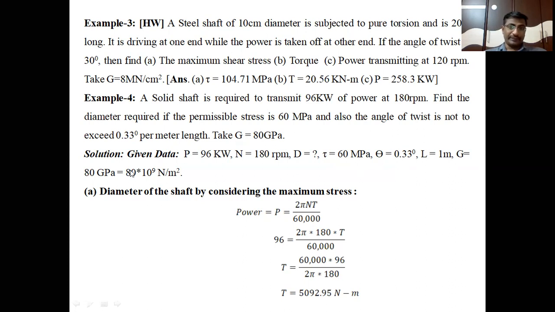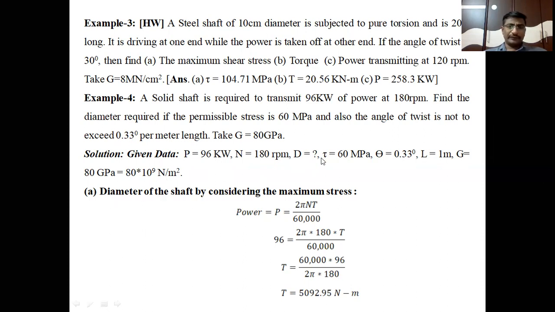Take G equal to 80 GPa, 80 gigapascals, so 80 into 10 to the power of 9 newtons per meter square. This is the given data. Power P equal to 96 kilowatts. N is 180 RPM. D, you should calculate the diameter required. Maximum shear stress is 60 megapascals. Angle of twist 0.33 degrees. L equal to 1 meter, G equal to 80 into 10 to the power of 9 newtons per meter square. This is the given data in example 4. Here we are required to find only the diameter, one parameter in this problem.